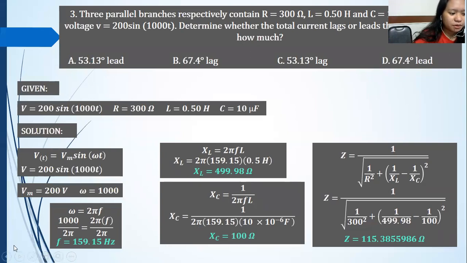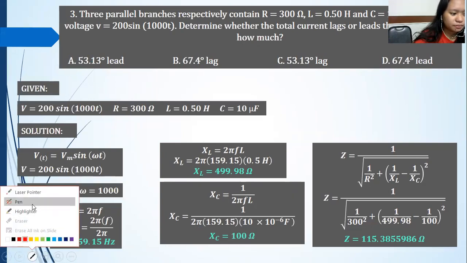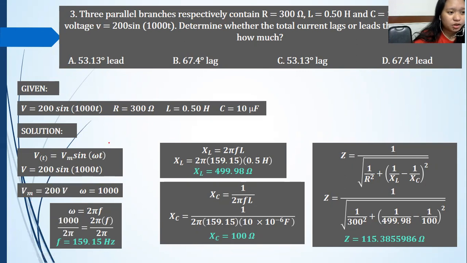So the first problem is number 3. Three parallel branches respectively contain R is equal to 300 ohms, L is 0.5 hertz, and C is 10 microfarad. Given the voltage V is equal to 200 sine 1000 t, determine whether the total current lags or leads the voltage and by how much.